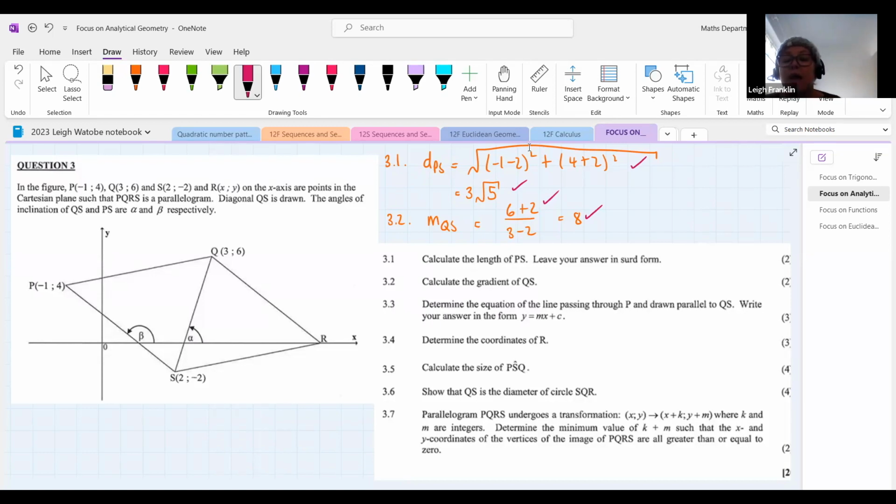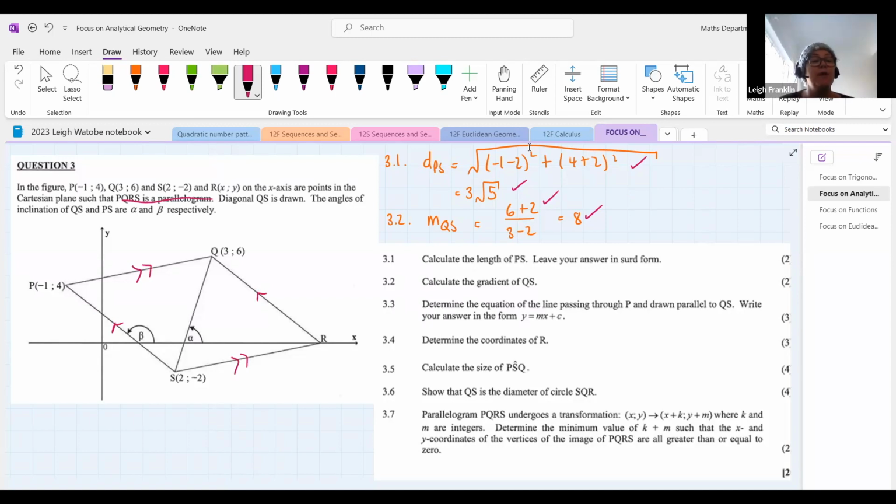Determine the equation of the line passing through P parallel to QS. Write down your answer in the form y equals mx plus c. Okay, I was actually naughty. I should have read the information first. So in the figure, we've got on the x-axis such that PQRS is a parallelogram. Okay, so that's obviously an important piece of information for us because we know that those sides are parallel and we know that those sides are parallel. So we should always read the information first.